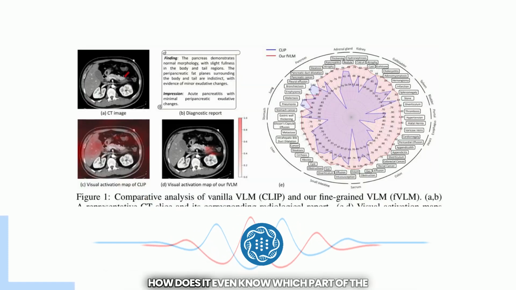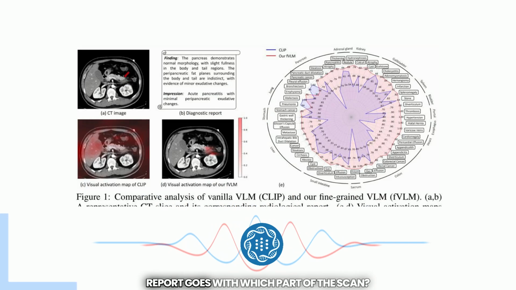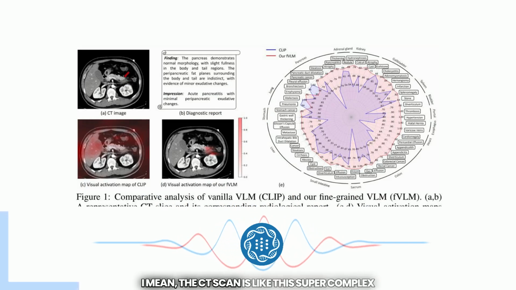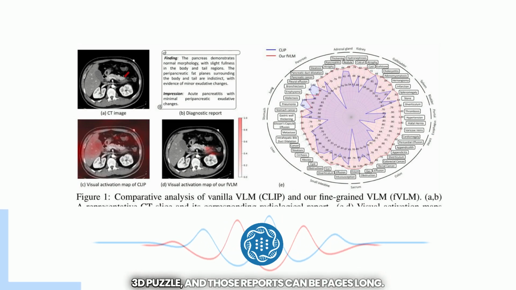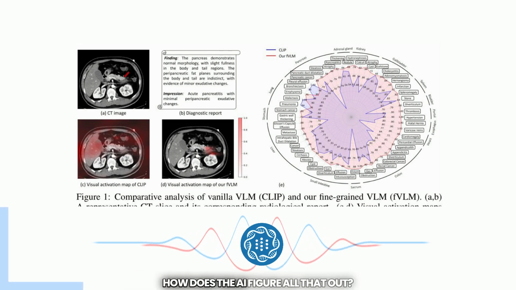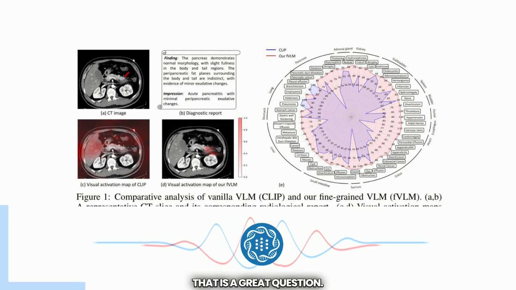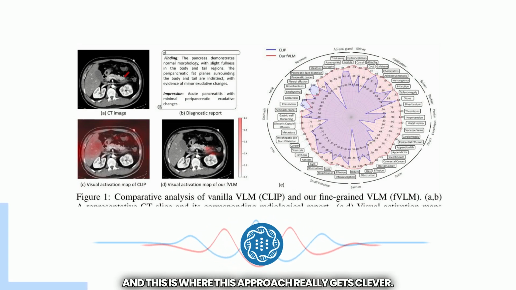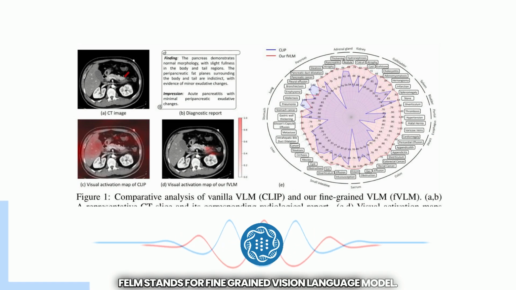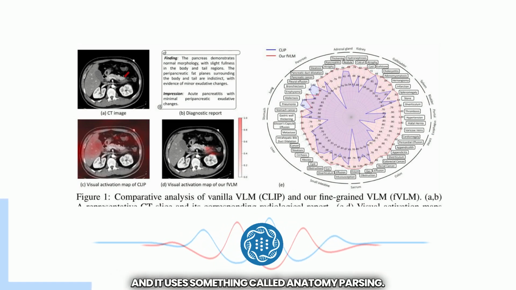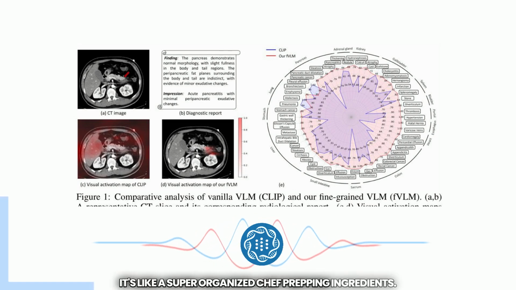Okay, hold on. How does it even know which part of the report goes with which part of the scan? I mean, the CT scan is like this super complex 3D puzzle, and those reports can be pages long. How does the AI figure all that out? That is a great question, and this is where this approach really gets clever. fVLM stands for Fine-Grained Vision Language Model, and it uses something called anatomy parsing. It's like a super organized chef prepping ingredients.